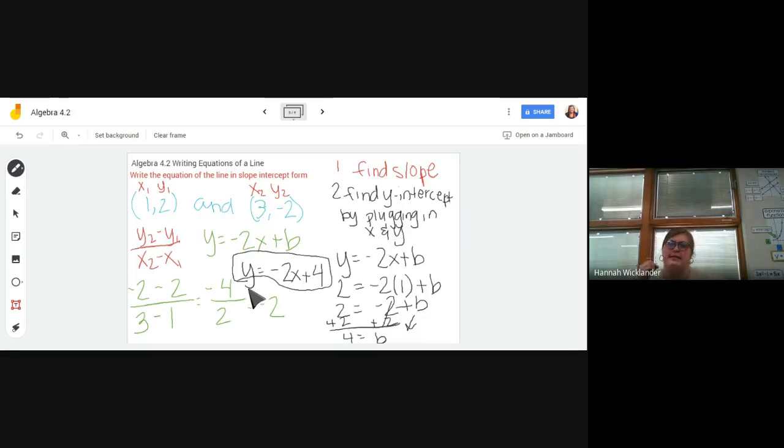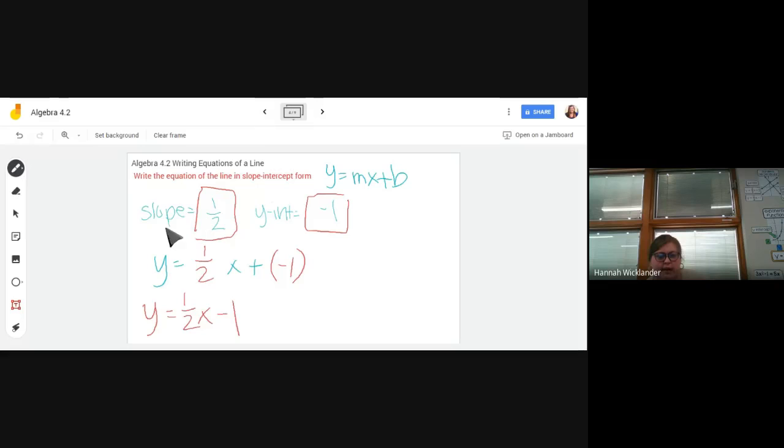So I know that's a lot of steps. I like to break it down by just doing one step at a time. Don't overwhelm yourself. So step 1, find slope. Step 2, find the y-intercept, and then put it all together. So right here I found what my m was. M was negative 2. Right here I found what my b was, 4. And then basically it's just doing what I did right here where I had my m and my b. Just plugging it into the equation.